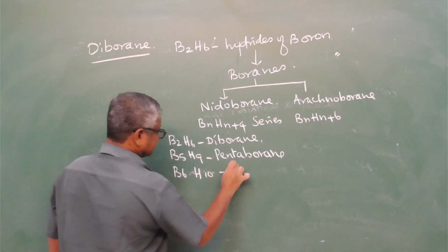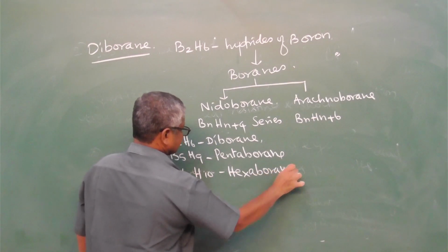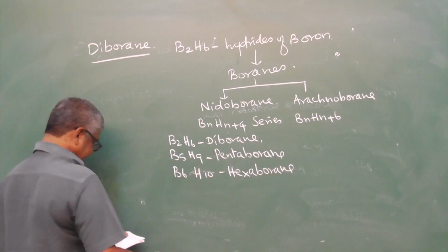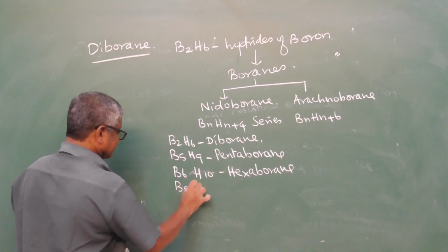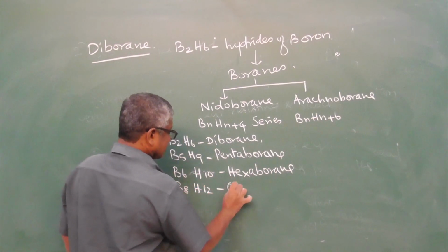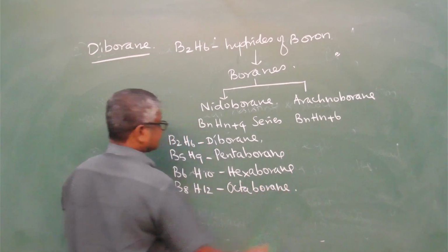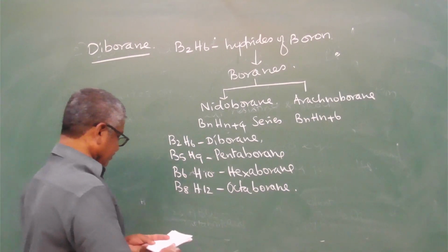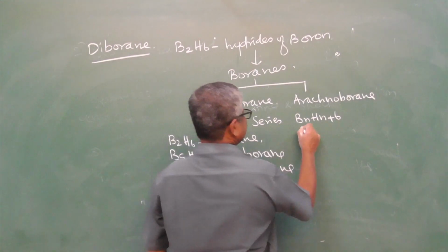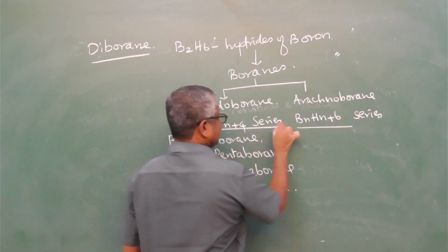B6H10 is hexaborane, and B8H12 is octaborane. Next, the next type of the series.